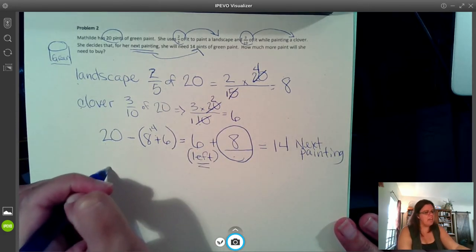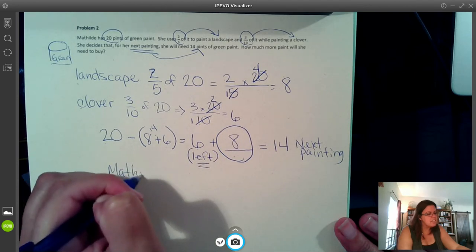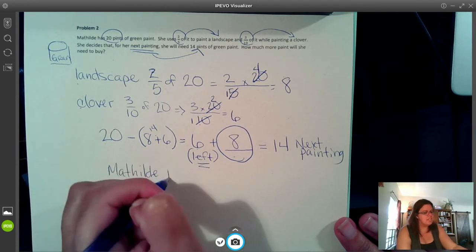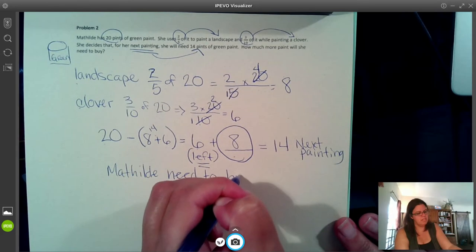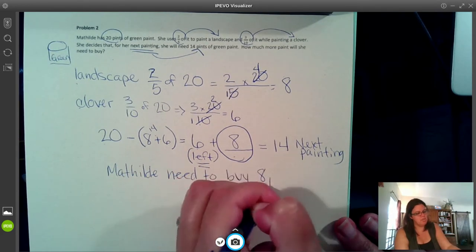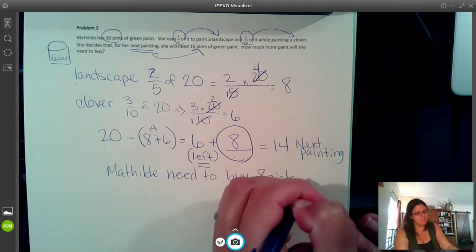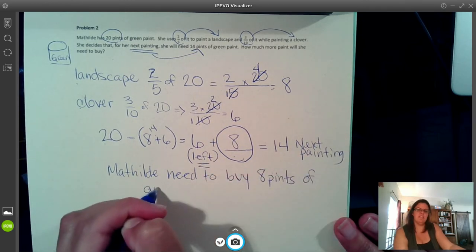So we will say Matilda needs to buy 8 pints of green paint.